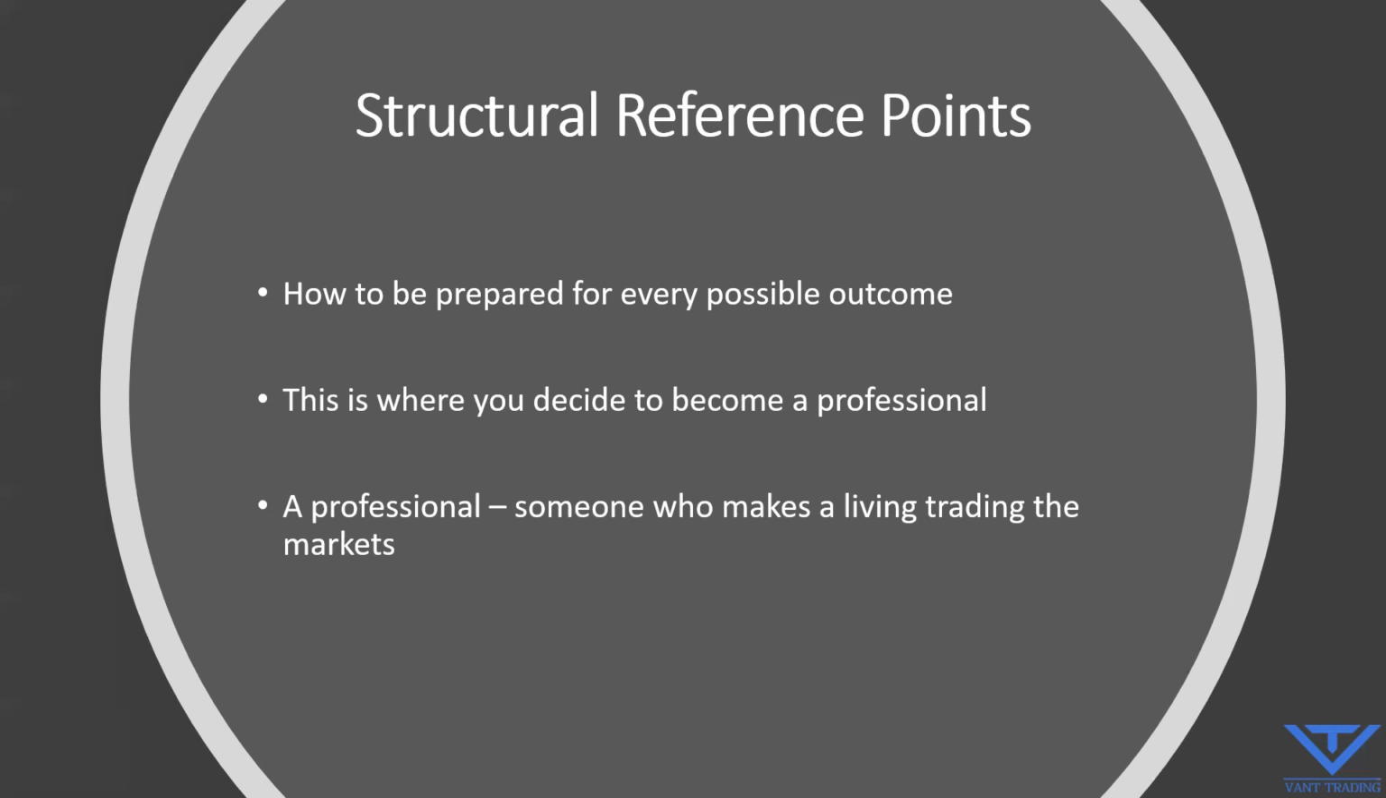You got to have structural reference points to understand what is going on in the market, because you got to be like Ray Lewis. You got to be like an elite athlete like Michael Jordan. You got to be prepared for every possible outcome. If you start your trading day and then something surprises you in the market and you don't know how to handle it, then you know you are not prepared to where you need to be. Okay. This is where you need to make a decision to become a professional trader.